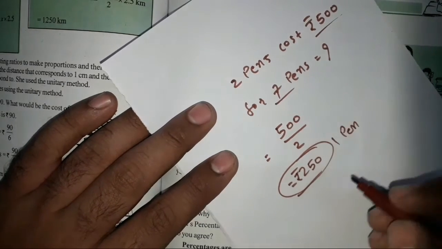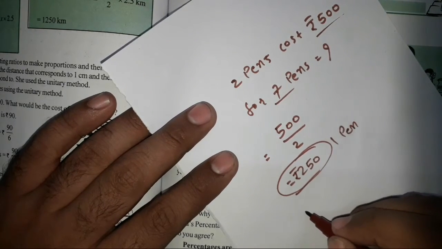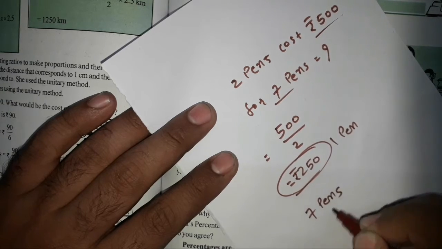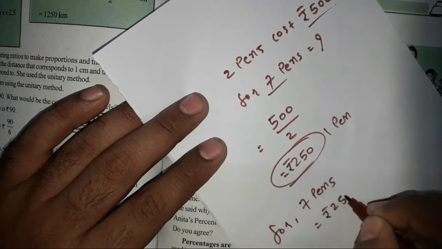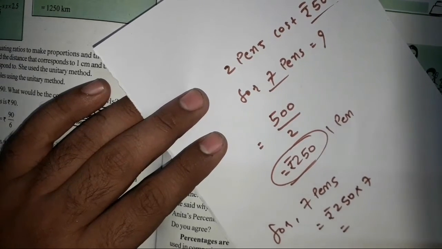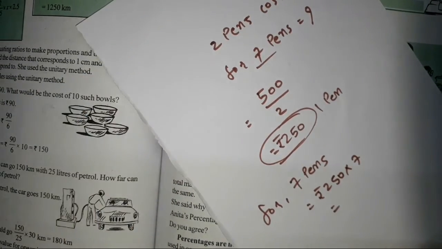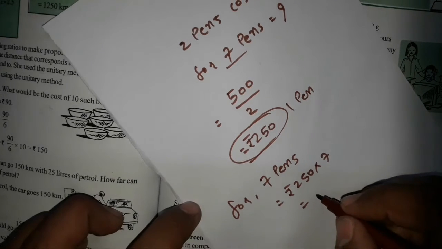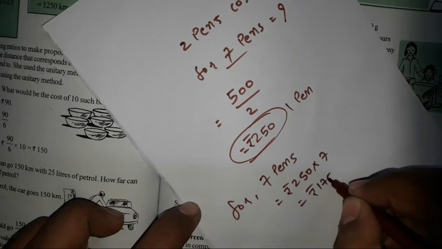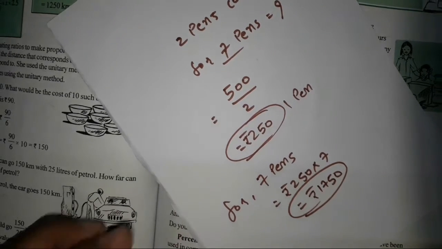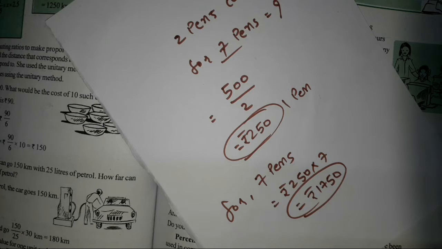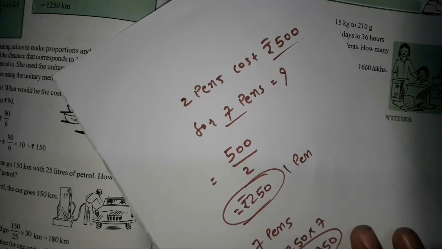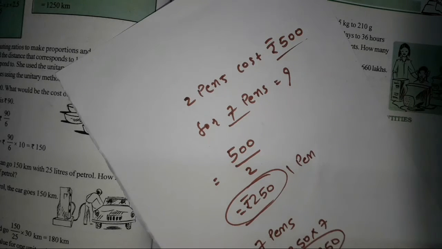Now if I have to find the cost of 7 pens, I will simply multiply this rupees 250 by 7. If I multiply rupees 250 by 7, it will be rupees 1750. So this is the cost of 7 pens. Even with this method you can find the cost of 8 pens, 80 pens, or even 8000 pens. But for that, you first have to find the cost of each pen.